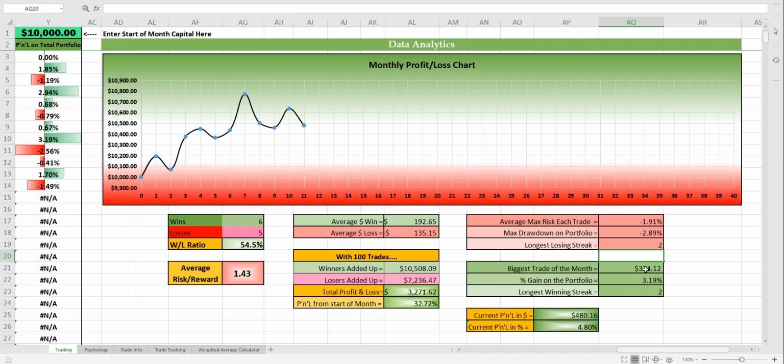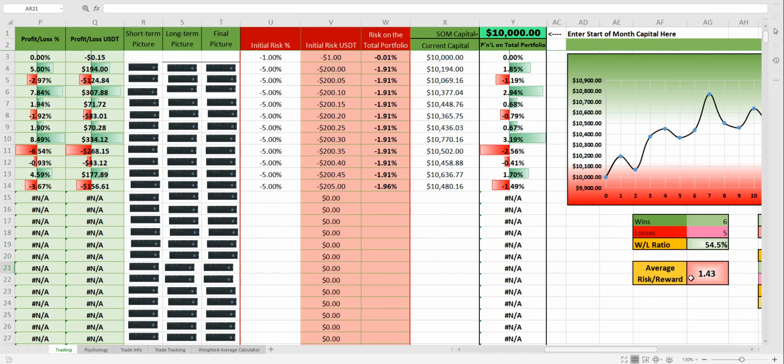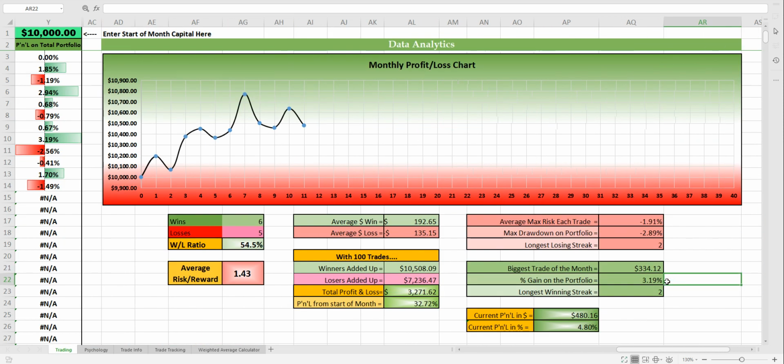And then just below it, you got biggest trade of the month. It'll tell you the most amount of... Wait a second, that doesn't make sense. Oh wait, yeah it does. 0.7. Okay, I was thinking of different numbers. So this is the biggest trade of the month: $334, which is a percent gain on the portfolio of 3.19.